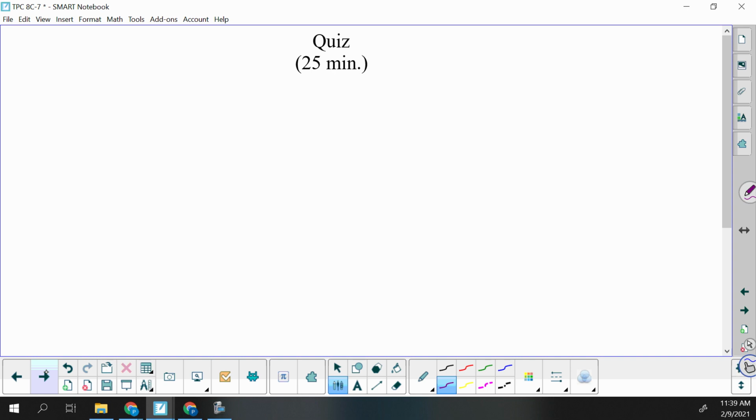Now, the quiz says no calculator. You can go ahead and use your calculator on it, that's fine. And you are also free to use your notes packet on the quiz as well. This is an open notes quiz. So go ahead and do that. You may not communicate with anyone else during the quiz as you're taking it, but you may use your notes.